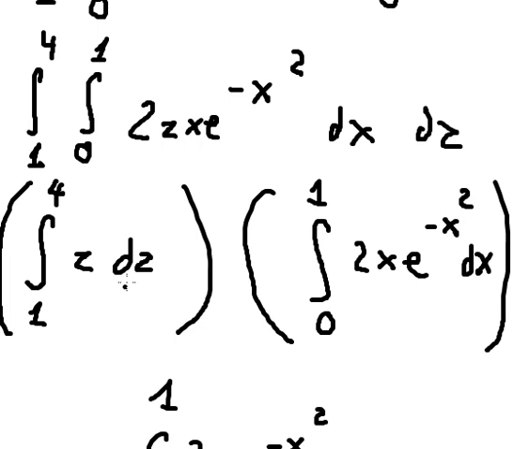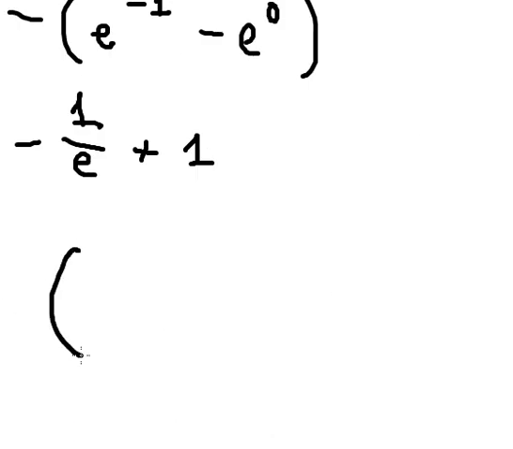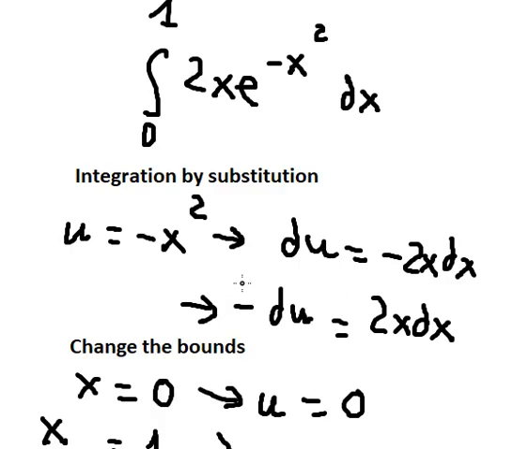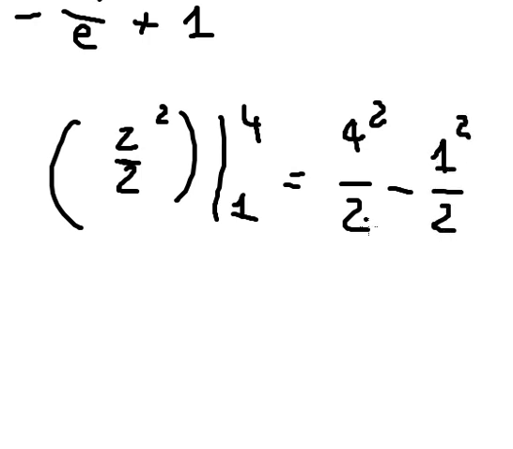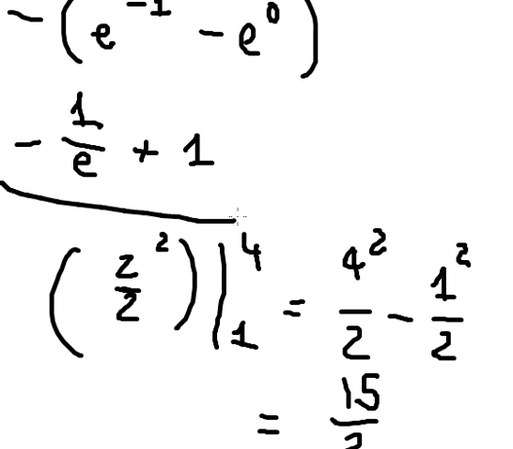Now the integration of this one, that is about z squared over number 2. And we put the bounds from number 1 to number 4 after we do this integration. So we calculate this one, and we have 15 over number 2. So this one is multiplied by this one.